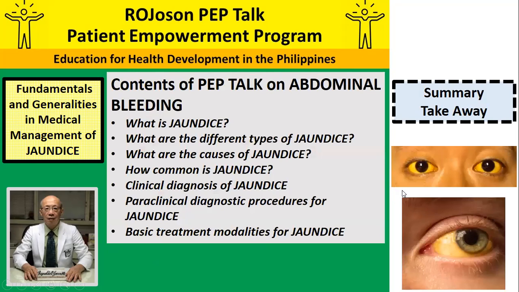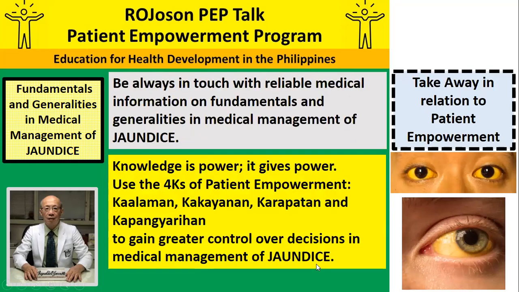So in summary, the takeaway in this talk: I have tackled what is jaundice, what are the different types of jaundice, what are the causes, how common is jaundice, clinical diagnosis, paraclinical diagnosis, and treatment modalities of jaundice. Takeaway in relation to patient empowerment: be always in touch with reliable medical information on fundamentals and generalities in medical management of jaundice. Knowledge is power. Use the 4 Ks of patient empowerment: kaalaman, kakayanan, karapatan, and kapangyarihan to gain greater control over decisions in the medical management of jaundice.